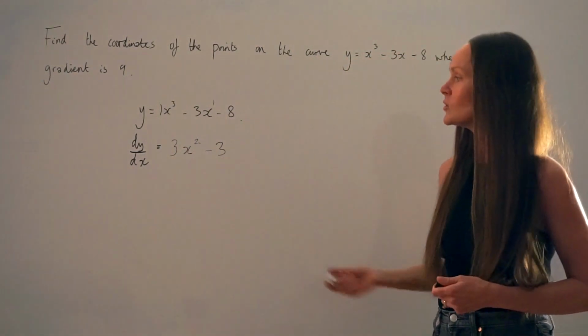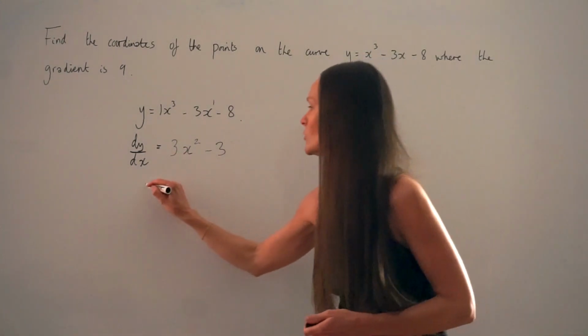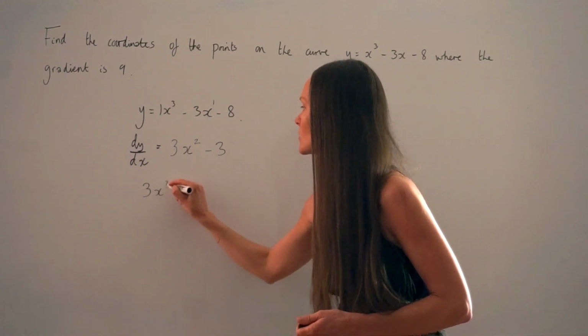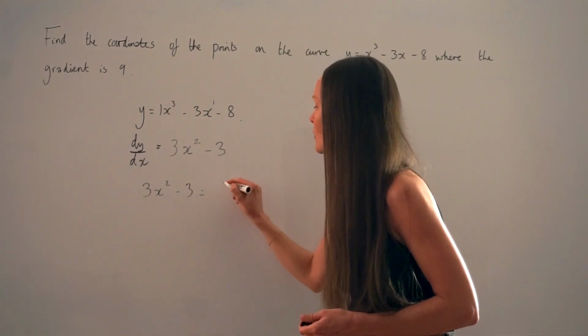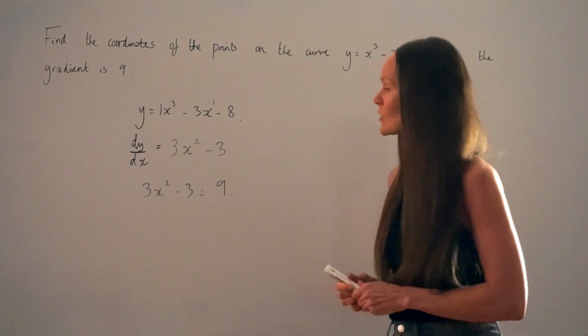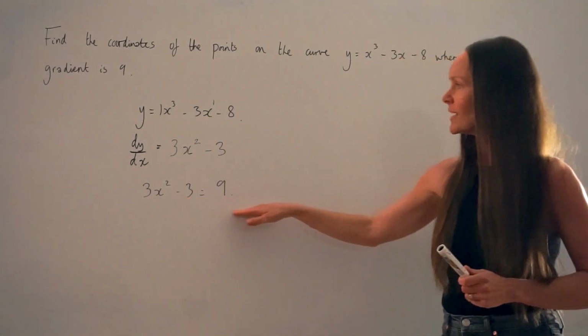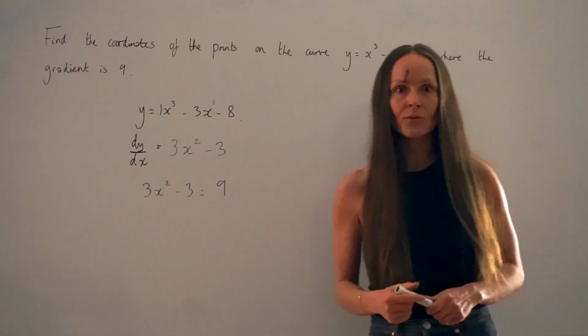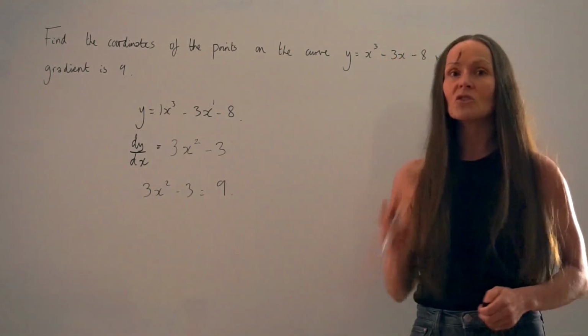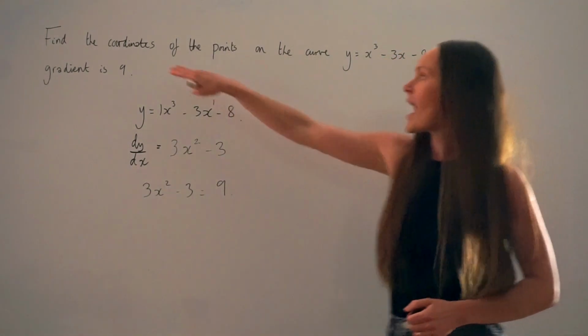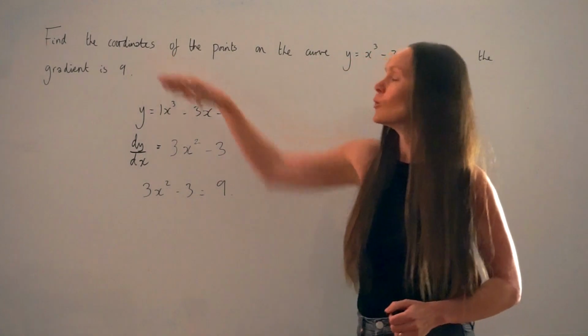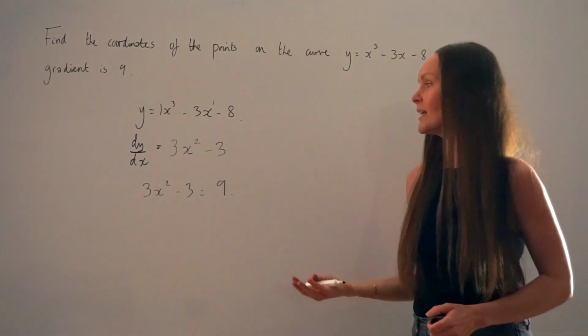So the next thing you can do is write your expression, your derivative, 3x squared minus 3, and put it equal to 9. Now we have an equation in x that we can solve, and that will give us two x values, and it will help us find the coordinates of the points that they asked at the beginning.